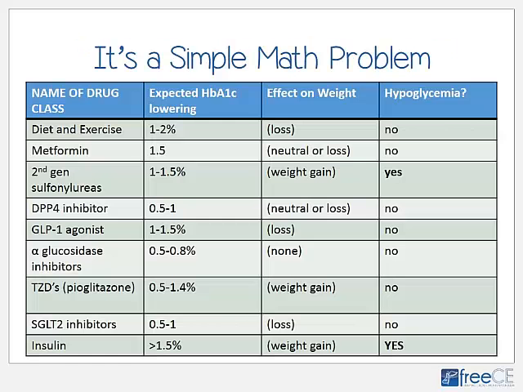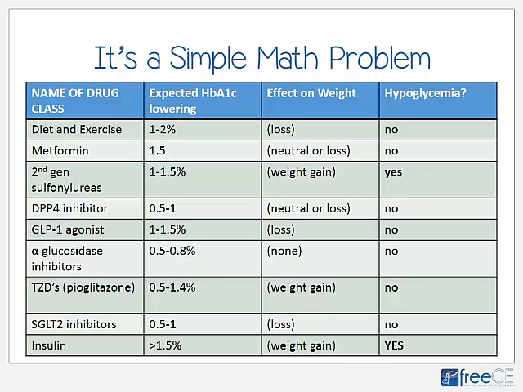It's a simple math problem is what I tell my students at St. Francis. It's a basic addition problem. If a patient like Jeff comes into our clinic and they have a hemoglobin A1C of 14 and we want to drive that down to 6, there is no 3-drug combination on this list that's going to give us the 8% lowering that we need.